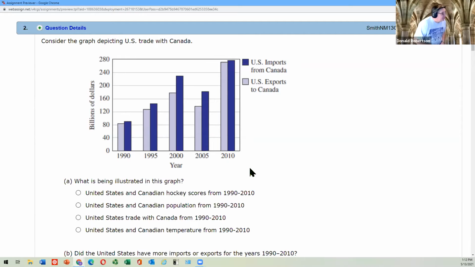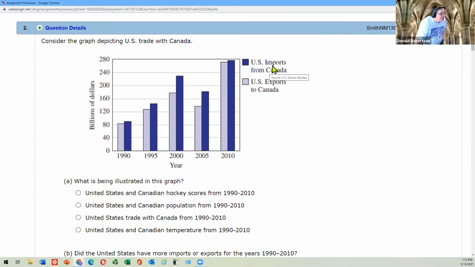Okay, what can I tell looking at this before we look at their questions? Which country seems to be winning the trade deal here? Who sells more stuff, Americans to us or them to us? Canada to America or America to Canada? Who's winning the deal? Canada is. Yeah.